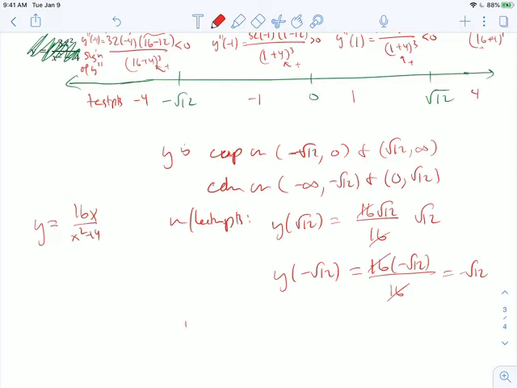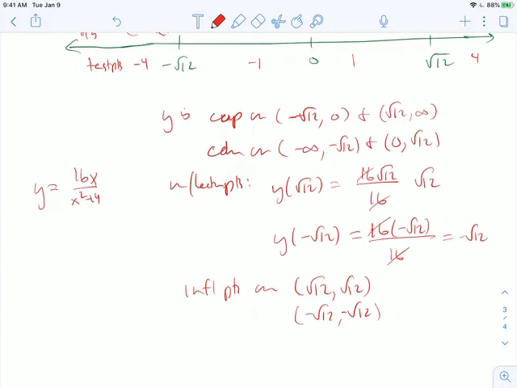And so the inflection points are square root of 12, square root of 12, negative square root of 12, negative square root of 12, and if we plug 0 in as well, we get 0, 0.